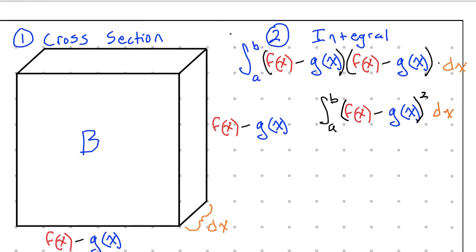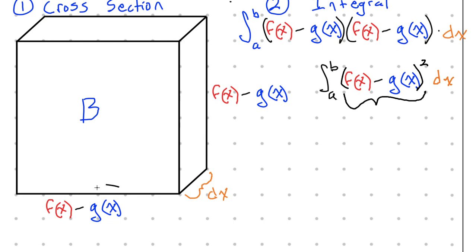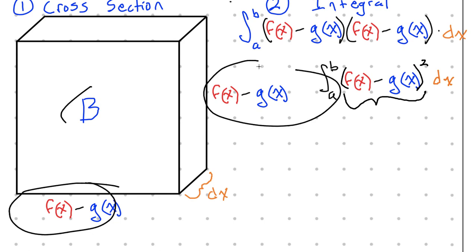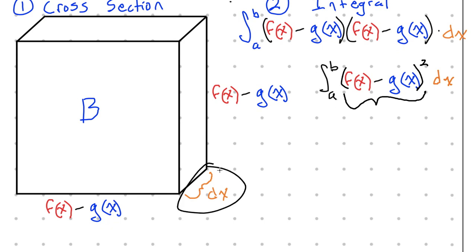And again, I'll say it again. This f of x minus g of x squared represents capital B. B again is just this length times this length. That is capital B. And then the height here is d of x. Height eventually goes to 0. So this is capital B that we were talking about, and then d of x, that was our height. So again, it all boils down into just capital base times lowercase height.